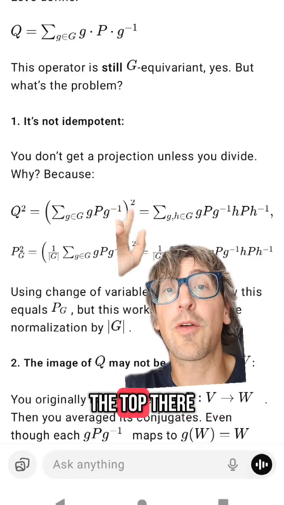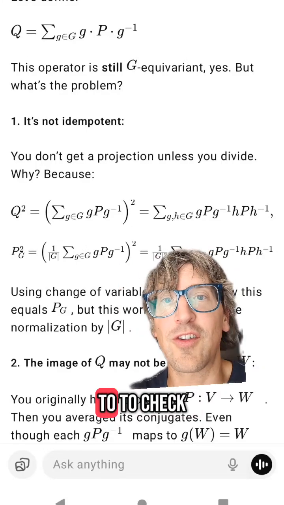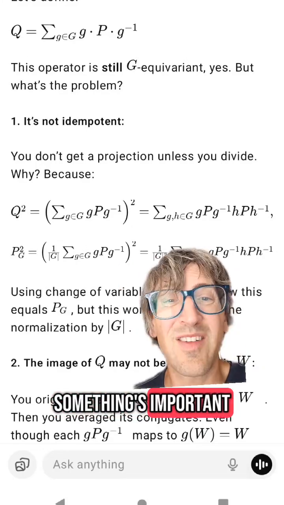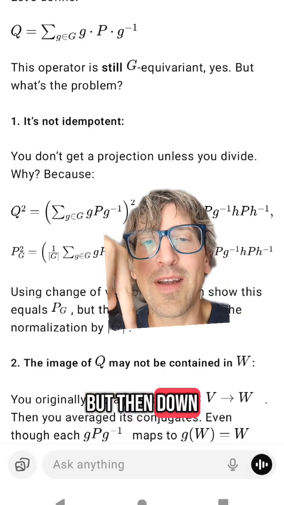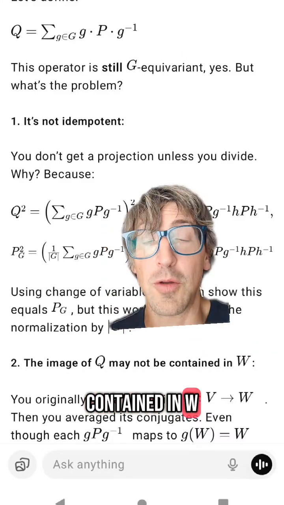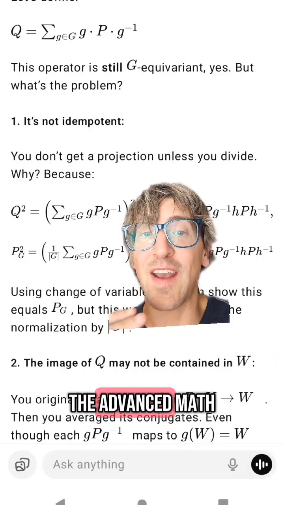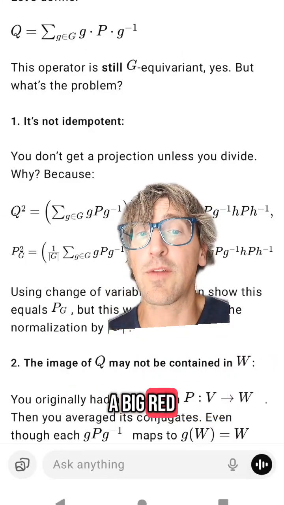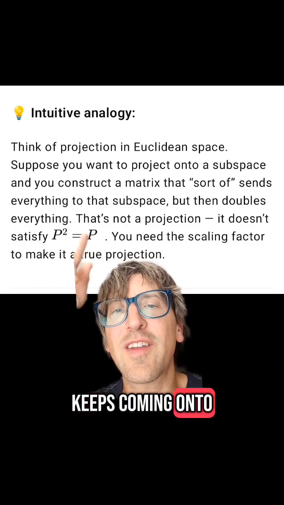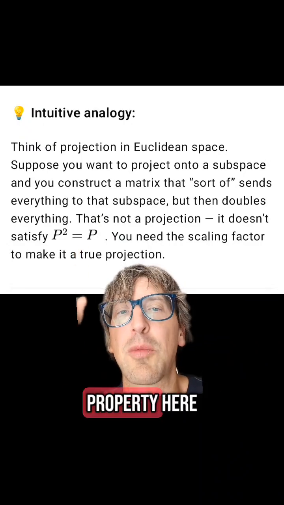It notes at the top there that it's still G equivariant, whatever that means. This is correct. It goes on to check whether or not something's idempotent. So far, so good. But then down here, it makes a very fatal flaw. It says the image of Q may not be contained in W. That's just completely false. And for some pretty basic reasons, that's not the advanced math, this is a big red flag. And it keeps coming onto this idea of not being a projection.